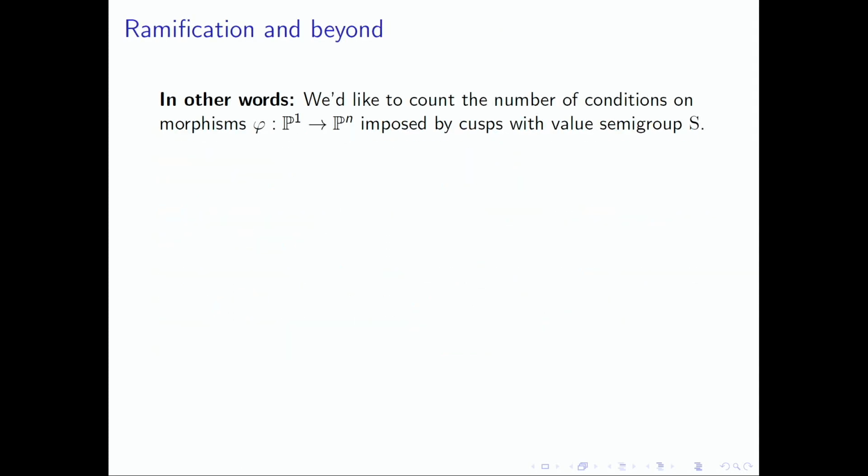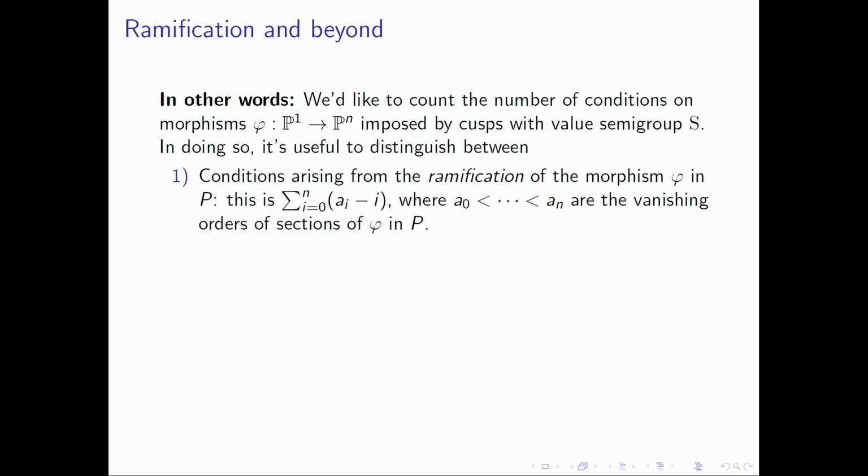Okay, so back to dimension counting. How do I estimate numbers of conditions imposed by cusps on morphisms from P1 to Pn if I fix a particular choice of value semigroup? To do that, it's useful to distinguish between two types of conditions. The simplest conditions are what I'll call ramification conditions, and those are associated to vanishings of derivatives. Namely, we look at the vanishing orders of sections in the preimage of our cusp.